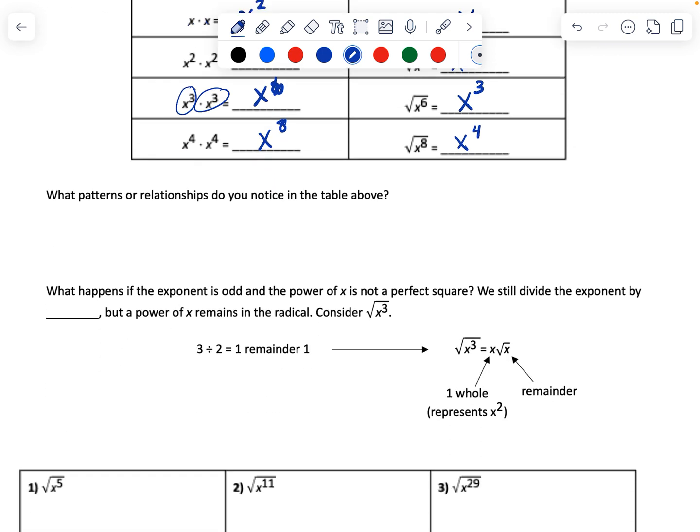So what happens if the exponent is odd, right? Because all of this, you divide it by 2. So if the exponent is odd and not a perfect square, for example, we could still divide the exponent by 2, but the power of x remains in the radical. So x to the third, it's like saying x to the 3 divided by 2. So it goes in there once, and then there's still the square root left over.